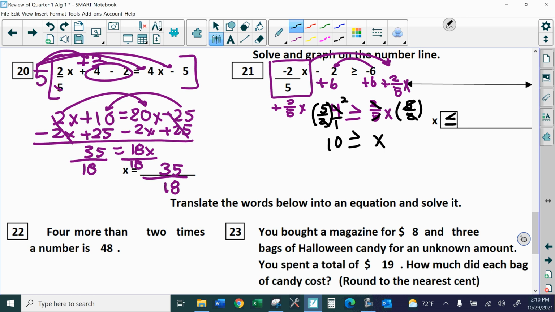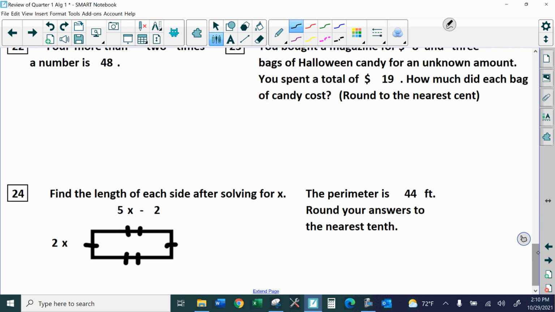Notice I moved the x to the left side in the answer here, but I still have to keep the arrow pointed in the same direction. It's pointed to the x, and needs to point to the x there. So x is less than or equal to 10. Graph it, 10, and then it's less than or equal to, so it's a closed circle because it's equal to, and then less than is to the left. All right, a few more here, and we're done.